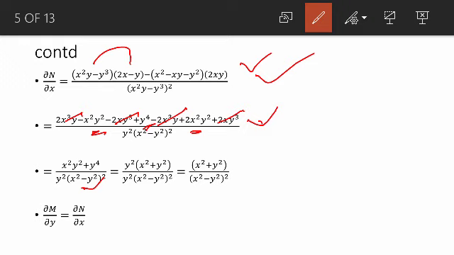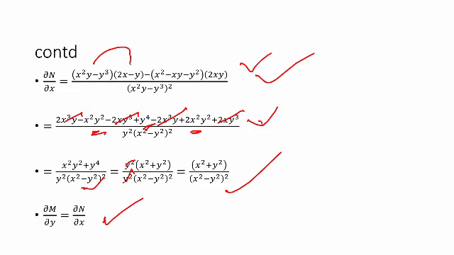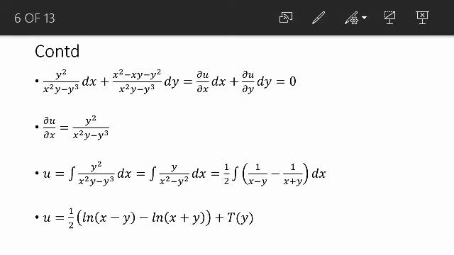And then when you notice here too, y squared is common. So when you factorize, y squared can cancel y squared, and you're left with this, which is exactly what we got for the M_y. So we can now conclude that since the partial derivative of M with respect to y is equal to the partial derivative of N with respect to x, then the equation is exact. So we can go on with the solution.